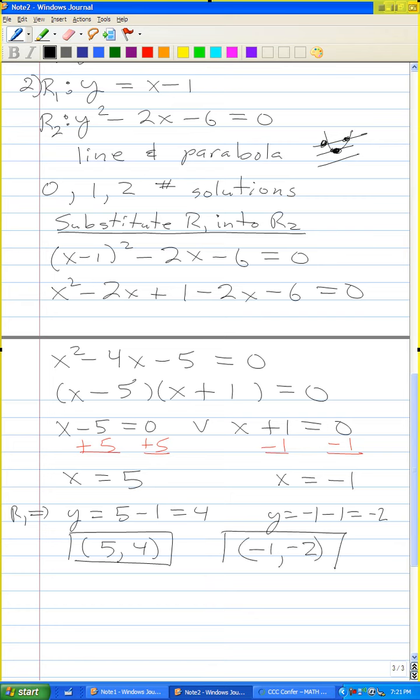And so I have two pairs of solutions. So it was, well, I could have two solutions, good. So it was this case where the line intersected the parabola at 2 points. Okay, let me do problem number 10.